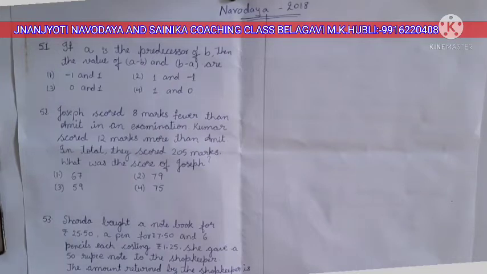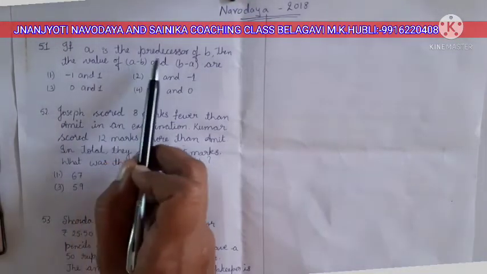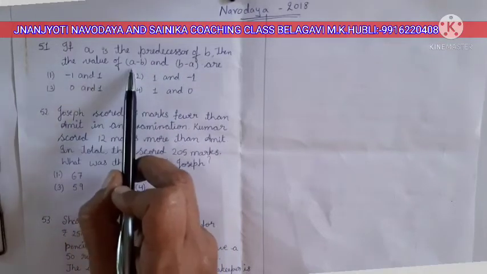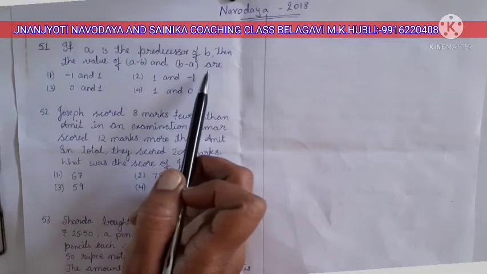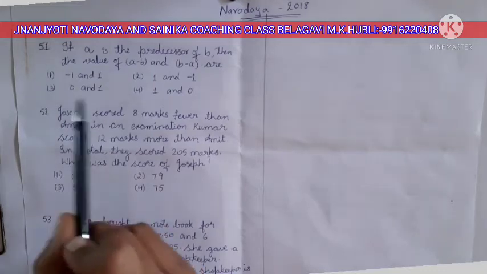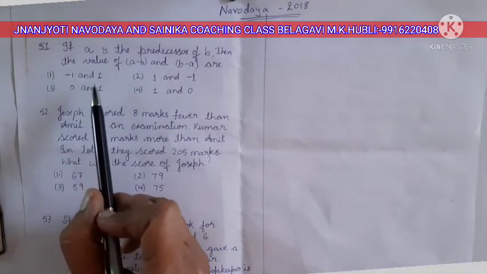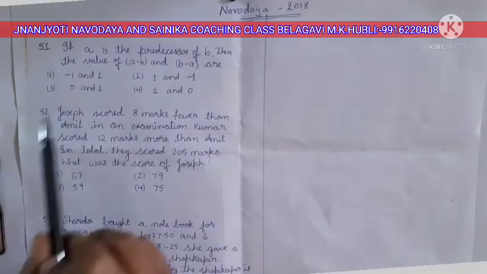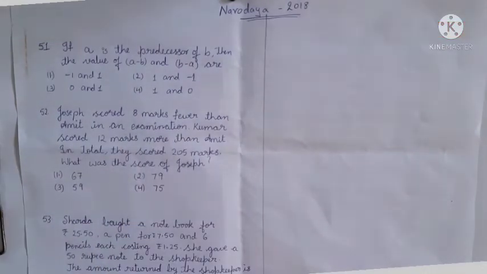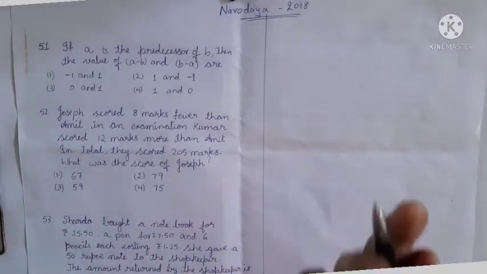So let us start. The first question given for you here is: if A is the predecessor of B, then the values of A minus B and B minus A are. You have to find the value of A minus B and B minus A. Four options are given: minus 1 and 1, 1 and minus 1, 0 and 1, 1 and 0. For that, we have to take a number.